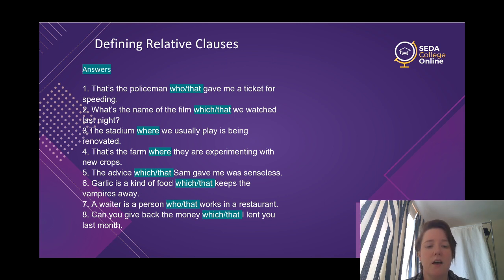Number 7, a waiter is a person who or that works in a restaurant. Okay, so again, you're relating to the waiter, the person. And that was an easy one because I've told you it's a person. Number 8, can you give me back the money that I lent you last month? So you're asking the person to give you back the money because you lent. They borrowed from you, but you lent to them. So you're asking for the money back.